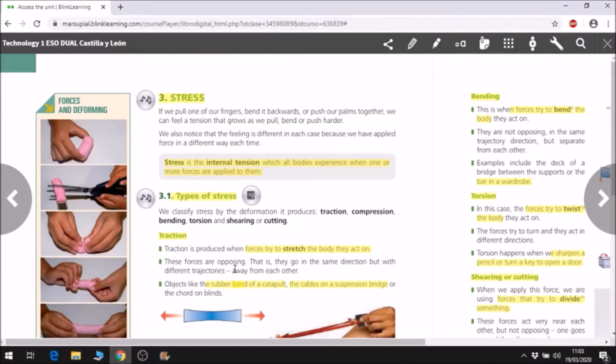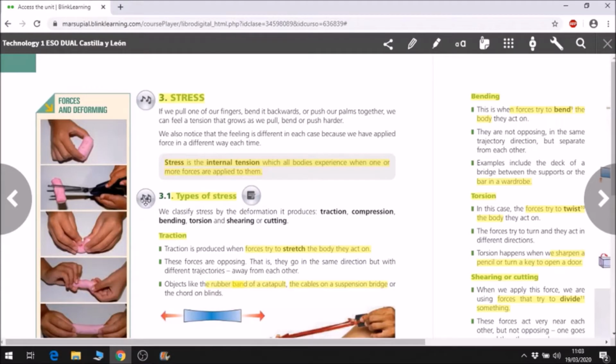Okay, so the stress is what the object feels when you apply a force on it, when you apply a load. Remember that a load is a force that is applied on an object. So we have 5 types of stress and we must differentiate between them. We are going to study one by one.